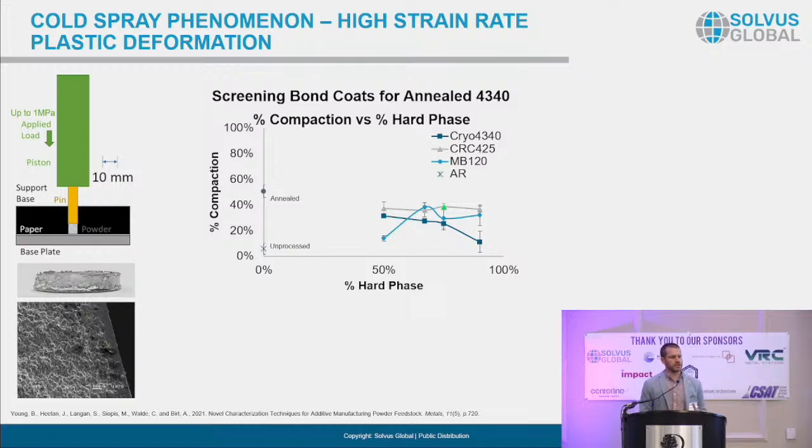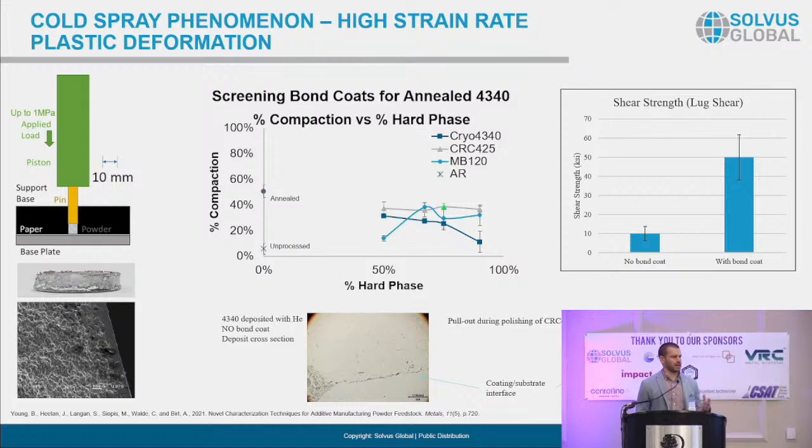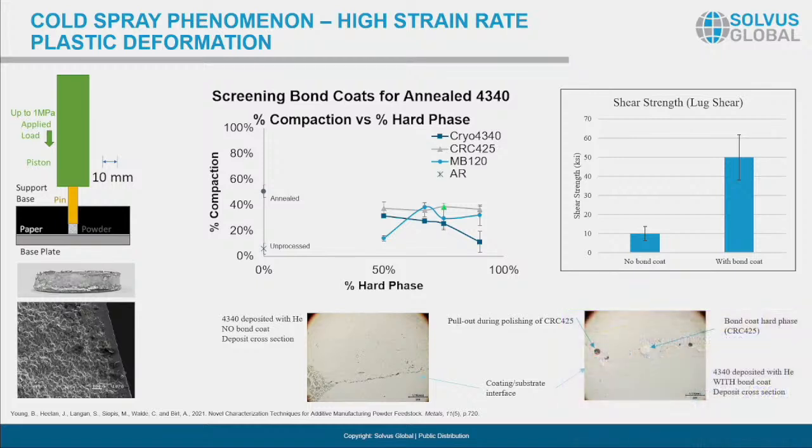So we said, all right, this is perfect. This is the right material for this type of bond coat because we're getting a consistent deposition. We're not changing over the course of that change in composition, so we can lock in maybe that 50% mark for a bond coat material here. And you can see triple lug shears before and after the bond coat, we're getting a 4.5-5x increase in triple lug shear adhesion strength based on just that incorporation of the bond coat.